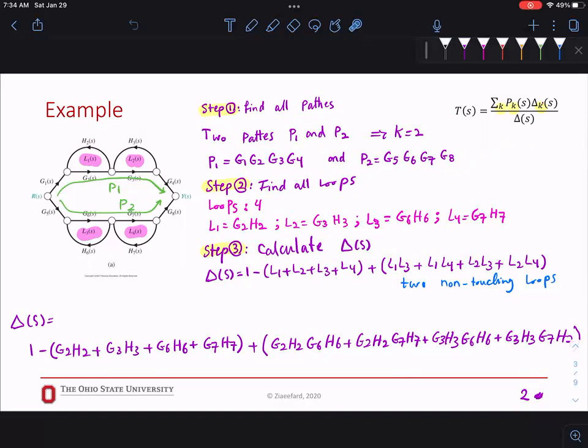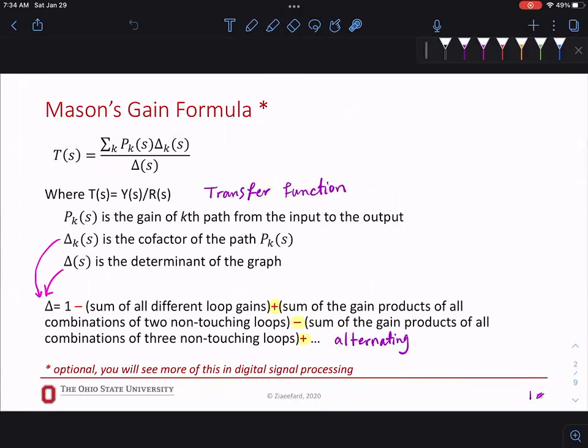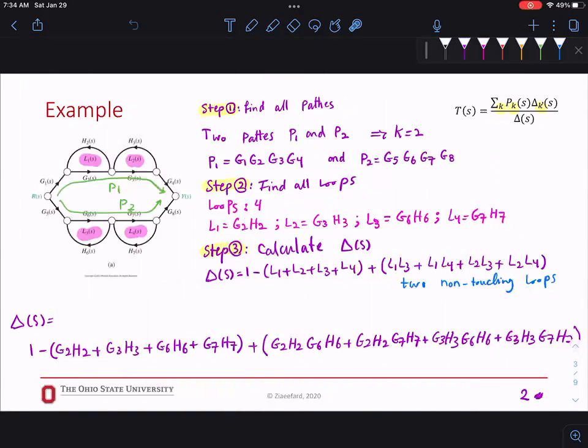Now let's calculate delta, which is our determinant. Delta, if you remember from that equation, was 1 minus sum of all different loop gains. 1 minus all the loops, L1, L2, L3, L4, right? Then plus sum of the product of two non-touching loops. So see what loops don't touch each other. So start from L1. This is L1. This is not touching L3 and L4. So combination and product of L1, L3, L1, L4 is this one, and then L1 is touching L2 at this point, right? So we would not write that.